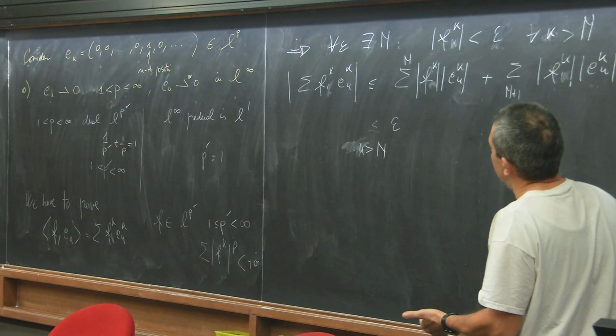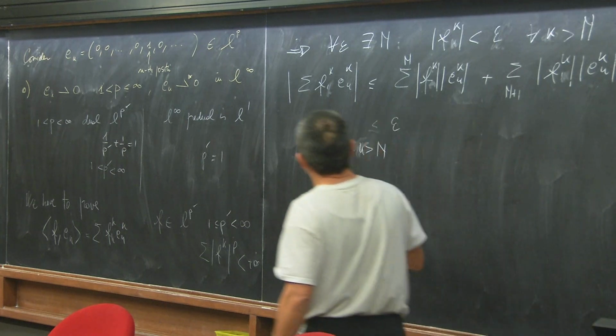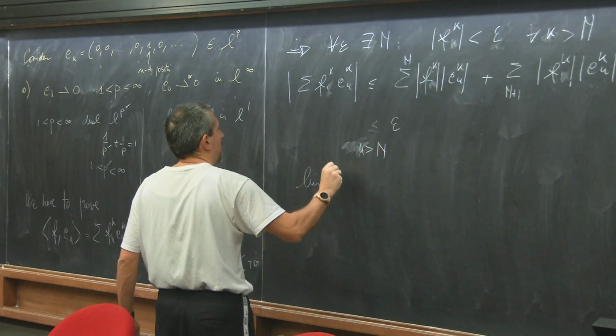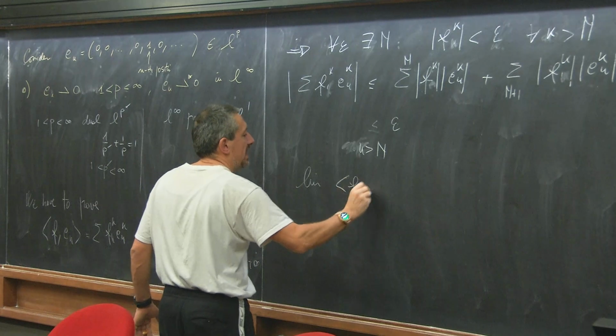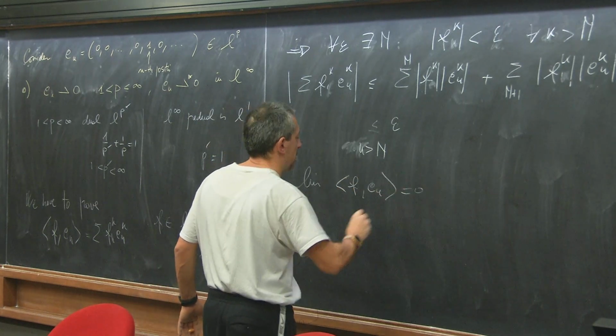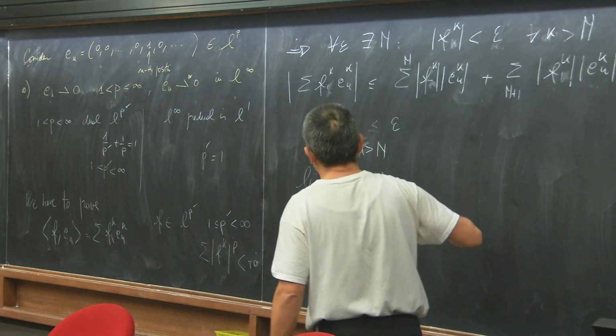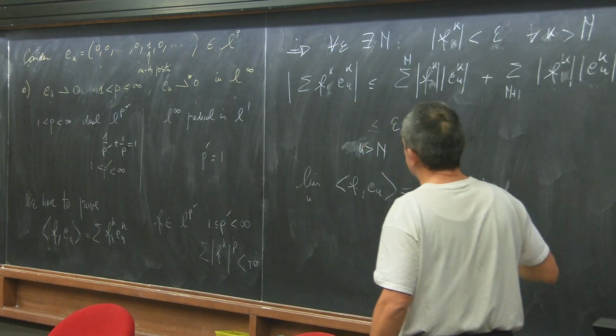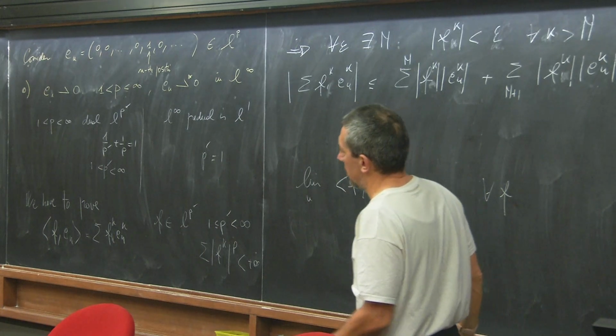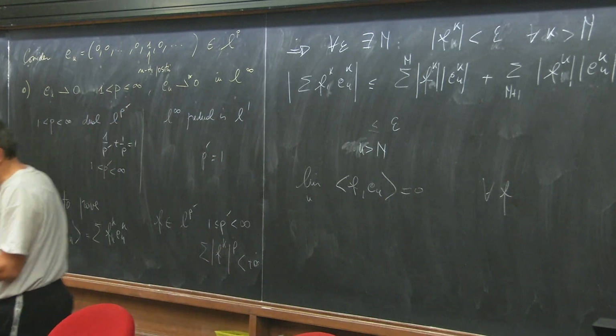Which means that the limit of f(e_n) is equal to 0 for all f. Okay, so this is the easy part.